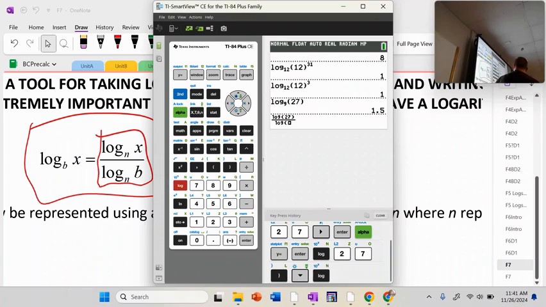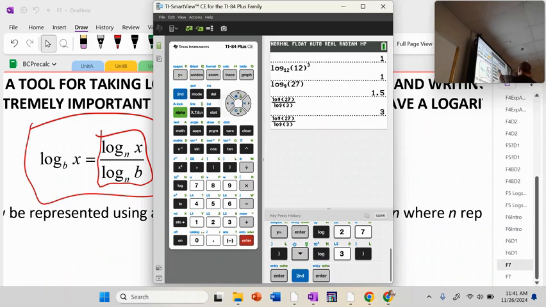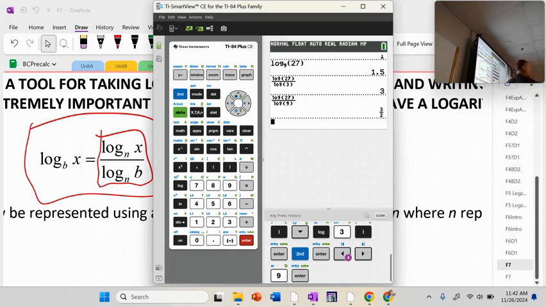Over log base 10 of 3. Oh, it was supposed to be 9. Whoopsie daisy. I'm glad this is on the video. Second entry, let's change that to a 9. My bad. Anyone? Well, 3 halves. Ooh, nice. Now, ln, wrong.